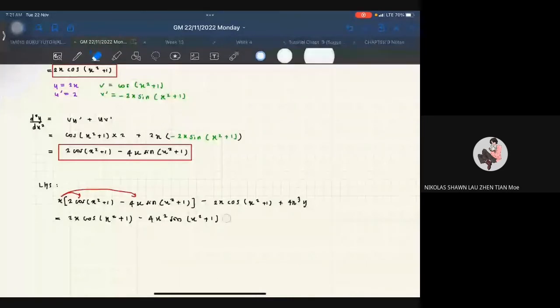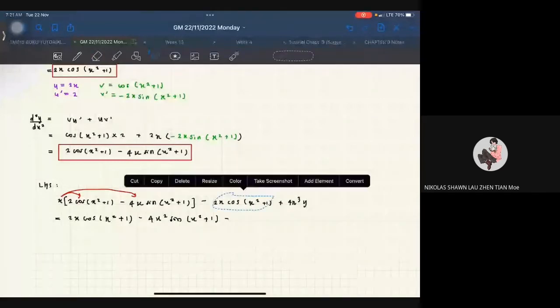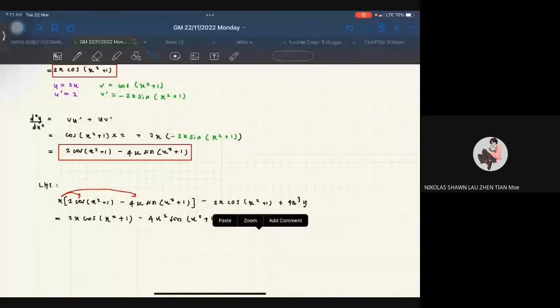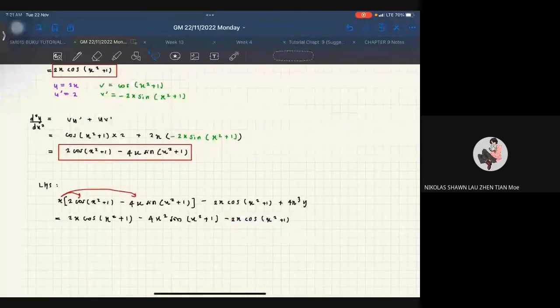Okay, so minus with 2x cos x square plus 1. This one tak berubah apa-apa. Copy and paste it here. Okay, so this one dekat hujung sekali ni, apa yang awak boleh buat kat dia? What can you do to this?